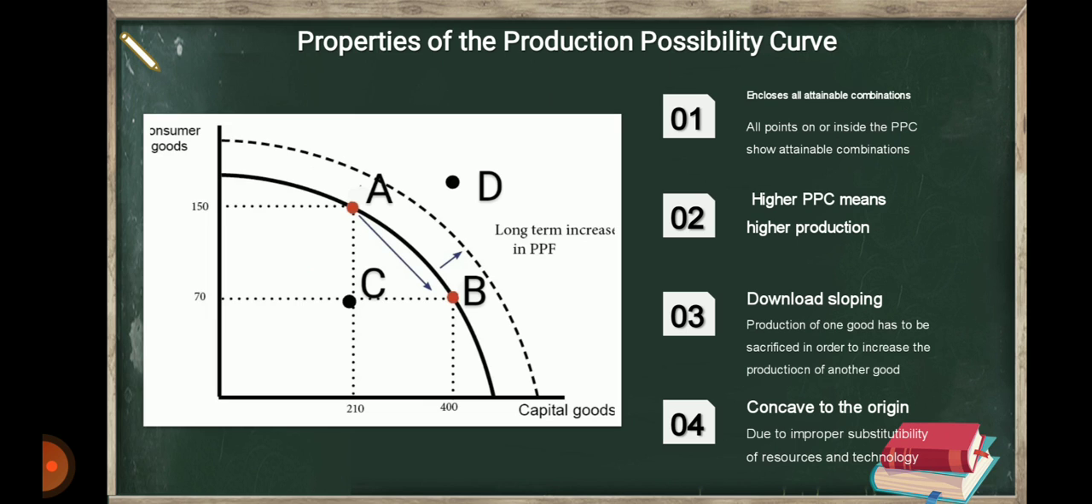Then higher PPC means higher production. See, there are two curves given in the figure. One is the dark line figure and one is the dotted line figure. But the dotted line curve is higher than the dark one. In the dotted line curve, actually we can produce more of one good and no less of the other. So higher PPC means higher production. And if an economy moves from the lower PPC to the higher PPC, it means the economy is growing.